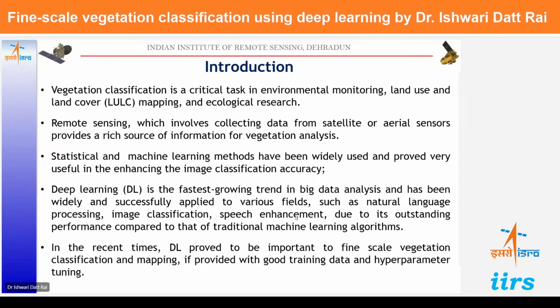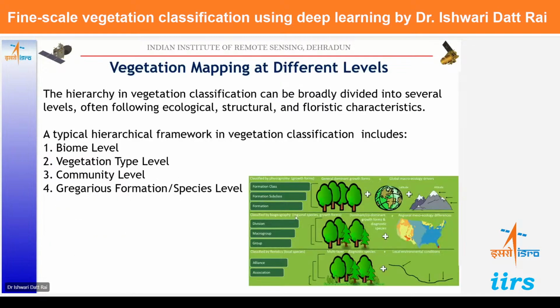Deep learning is one of the fastest growing trends, especially in big data analysis where we have a very high volume of data. It is successfully applied in various fields like natural language processing, image classification, speech recognition, and many others. In recent times, deep learning has proved very important in fine scale vegetation classification and mapping if it is provided with very good training data and hyperparameter tuning.